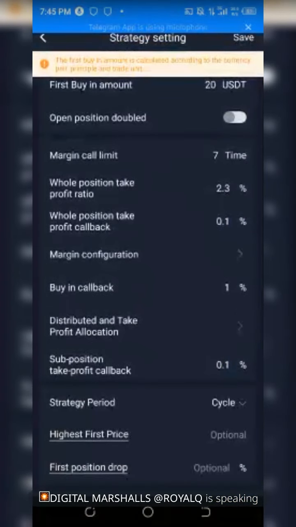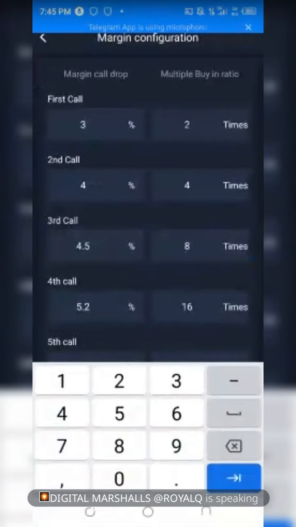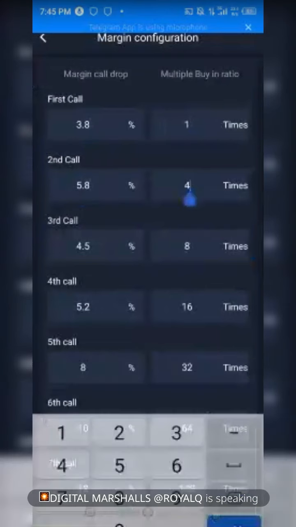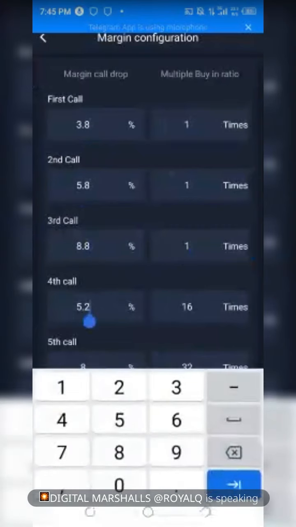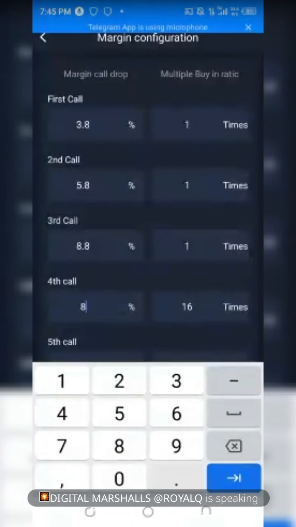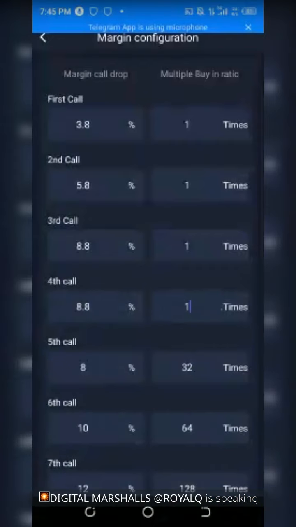Then we now go to margin configuration. Remember, I'm redoing it so that you can see. So we did it 1.8 one time. Our second call, we did it 5.8 one time. Our third call, we did it 8.8 one time. Fourth call, 8.8 one time. That means $20 plus $20 plus $20 plus $20. So the first buy-in amount times 1 is $20. Another $20 times 1 is $20.